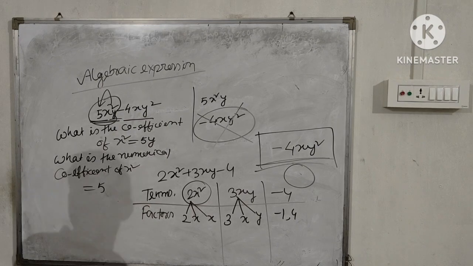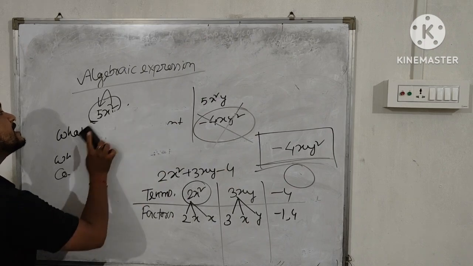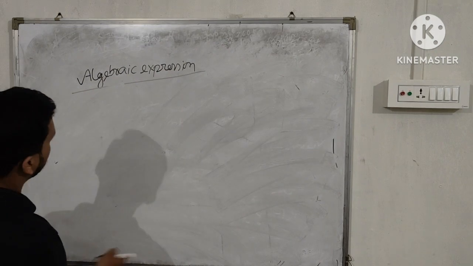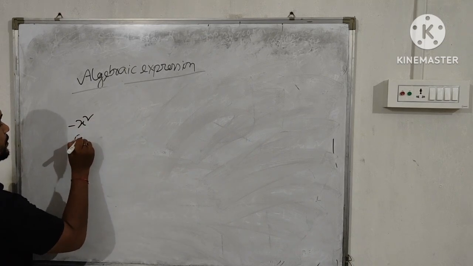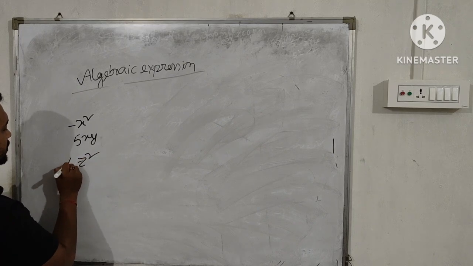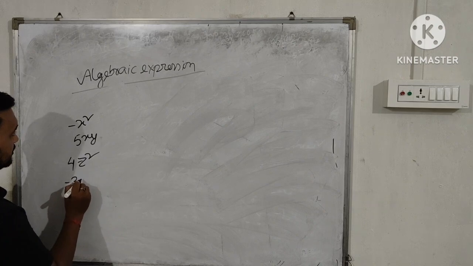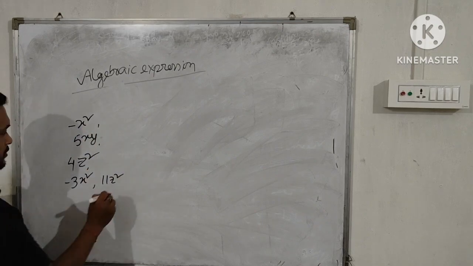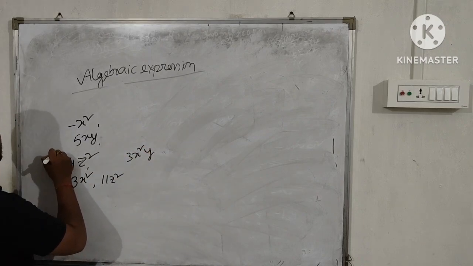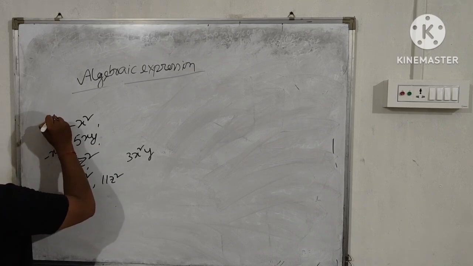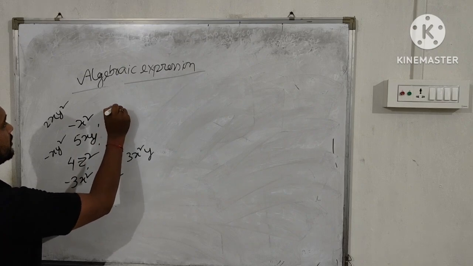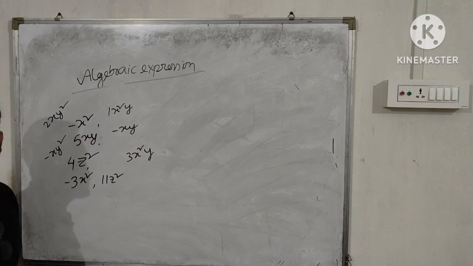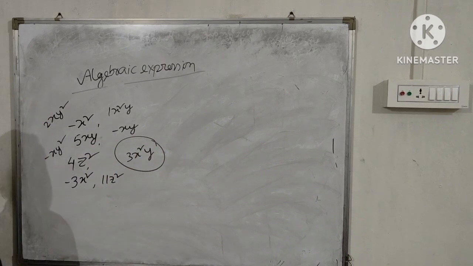Now you need to learn one more thing, that is like term and unlike term, so that you can add and subtract the algebraic terms. What is like term? I am writing a few terms. Please identify whether they are like or unlike term. Minus x square, 5xy, then z square, 4z square, minus 3x square, then 11z square, 3x square y, minus xy square, 2xy square, 1x square y, minus xy. Okay. Please tell me which term is like with this term?